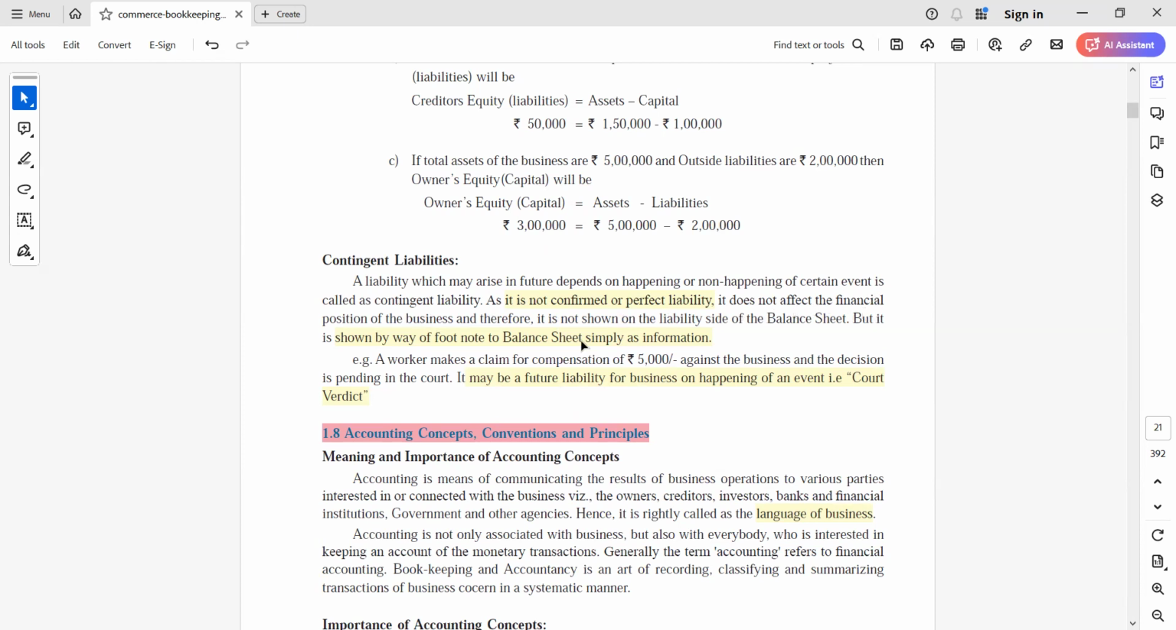As it is not a confirmed or perfect liability, it does not affect the financial position of the business, and therefore it is not shown on the liability side of the balance sheet, because whatever you mention in the balance sheet, you should be 100% sure it has value. But it is shown by way of a footnote to the balance sheet, simply as information. Okay, it has to be shown, but it will be a footnote.